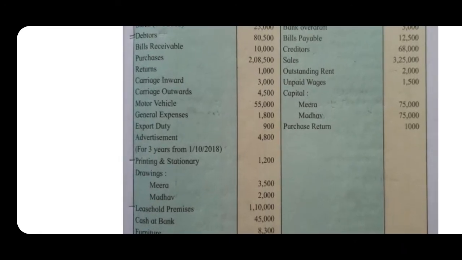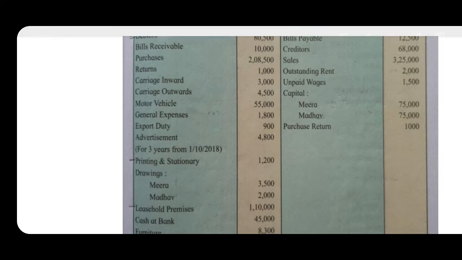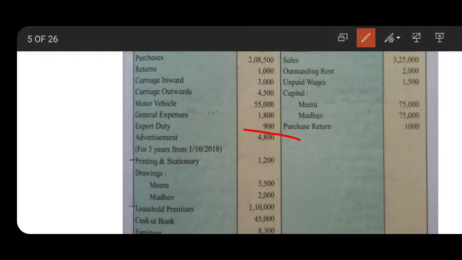You can observe the advertisement here. Advertisement is given as 4800 with a hidden adjustment. It is written in brackets. So remember that advertisement carries a hidden adjustment.